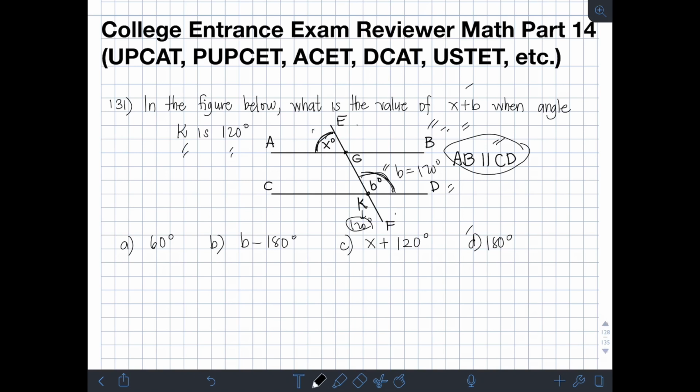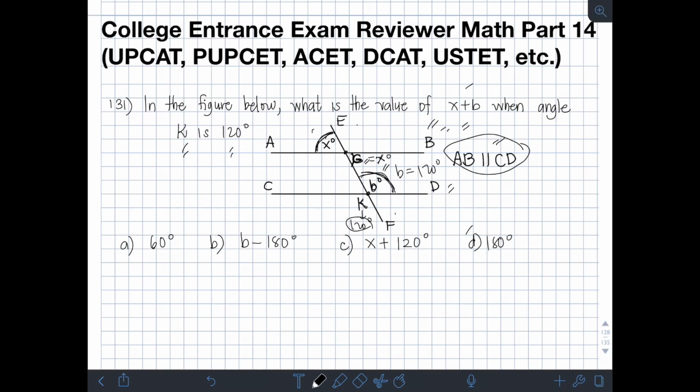Now, paano masasolve si angle X? So, again, applying vertical angle. So, itong angle G is vertical dito sa angle X. So, therefore, angle G is equal sa angle X. Okay? Ngayon, para makuha yung relationship nitong angle B sa angle X, which is also this angle G, right?